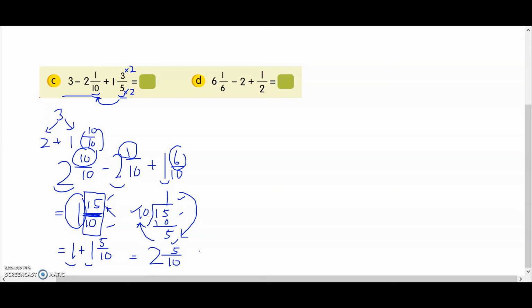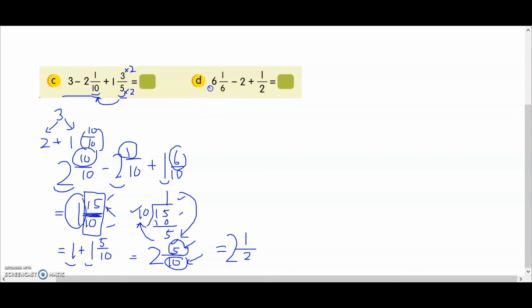Is this the final answer? Not yet. They are both in times table 5. We have to simplify them. So we can divide 5. So 2 you copy. 5 divided by 5 is 1. 10 divided by 5 is 2. So this is your final answer. It's a proper fraction, it's a mixed number, it's the simplest. Okay, last one.